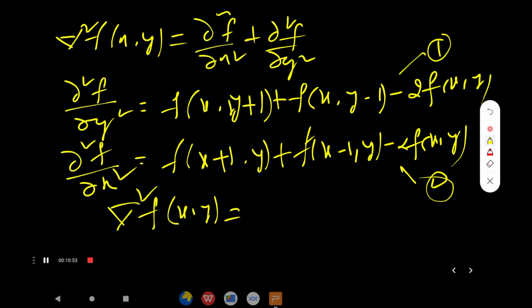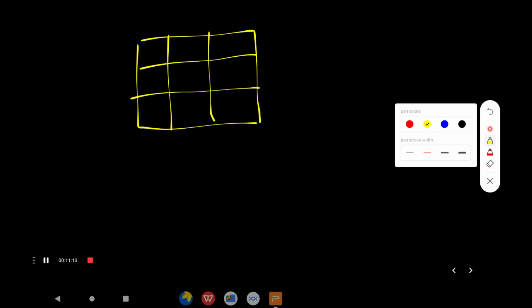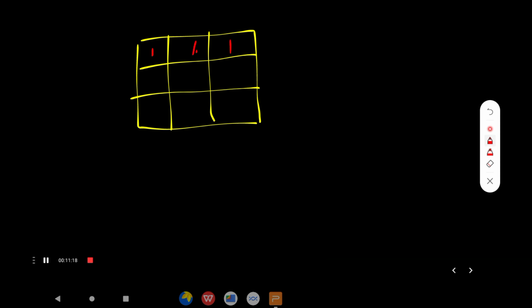3, 4, 5 values are there. Okay, 1, 2, 3. These are the 5 values you will get. So based on those 5 values, you can represent one kind of matrix. By adding those values, we can get a matrix structure like this. So the coefficients of the previous values can be represented as 1, 1, 1, 1, minus 8, 1, 1, 1, 1. These are the values for the corresponding pixels if you are taking the diagonal elements.